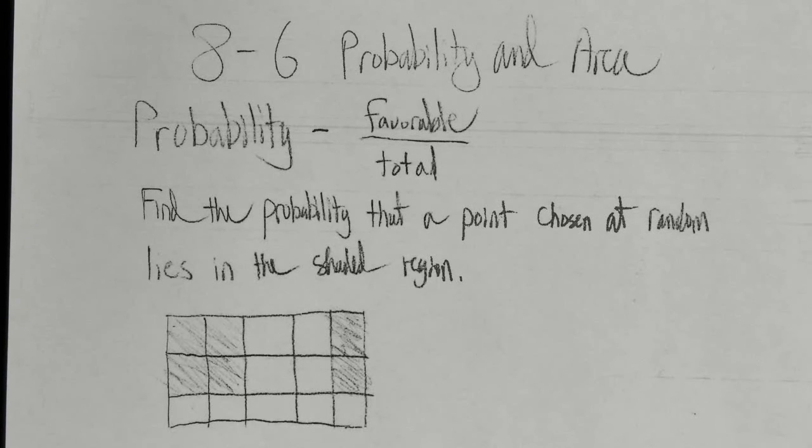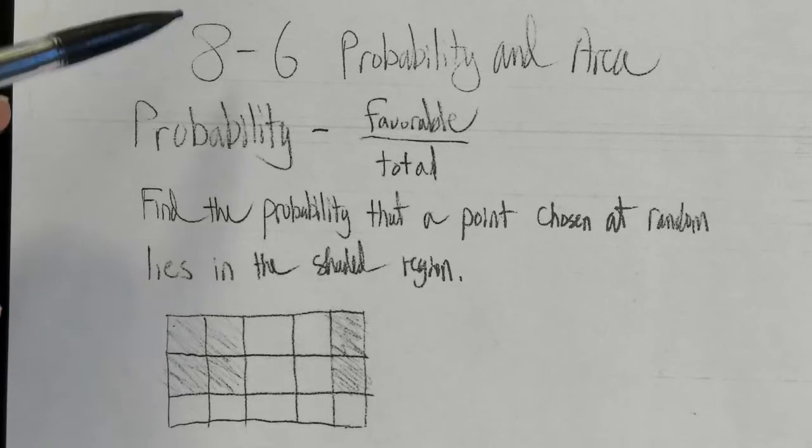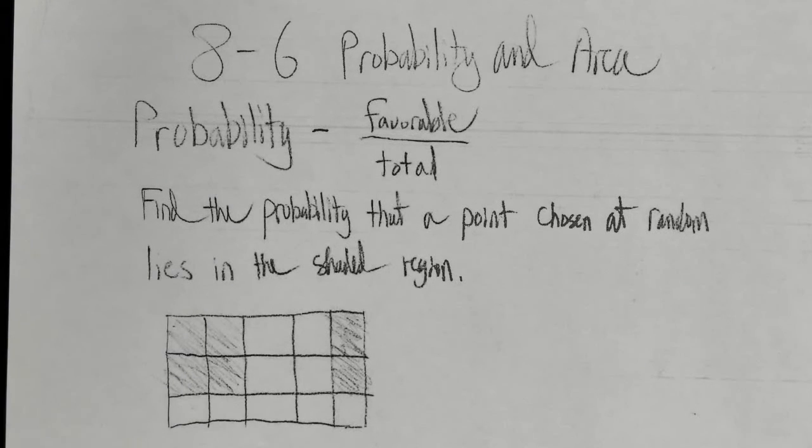Okay, section 8-6, we're talking about probability and area, and this is the last section from Unit 8, so after this section we'll be done with the unit. Now, let's talk about probability.